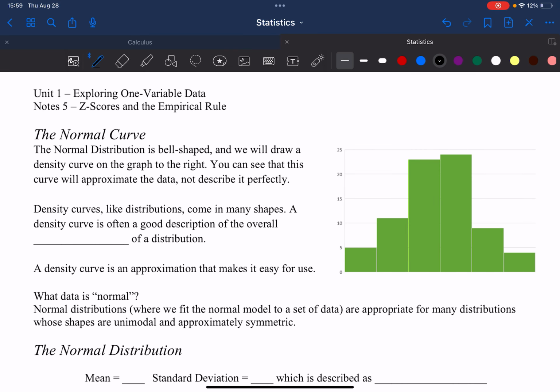In these notes, we're going to talk about z-scores and the empirical rule. So first we're going to talk about the normal curve.